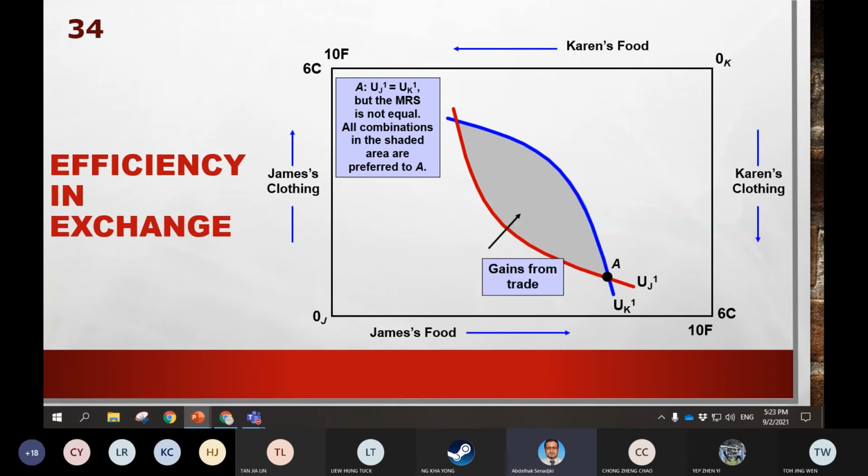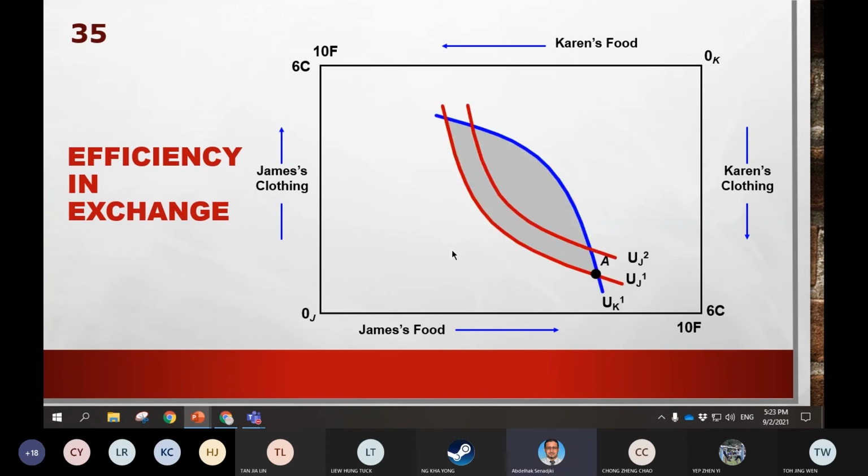So I go to the next slide. This is the gain from trade. And let's say we draw another indifference curve at UJ2. Remember, starting at point A, any trade that moves the allocation of goods outside the shaded area would make James and Karen worse off. So we should not go beyond this. If I move it for James this side, for Karen it also should move inside. It cannot be outside. If it goes outside, it makes things worse.